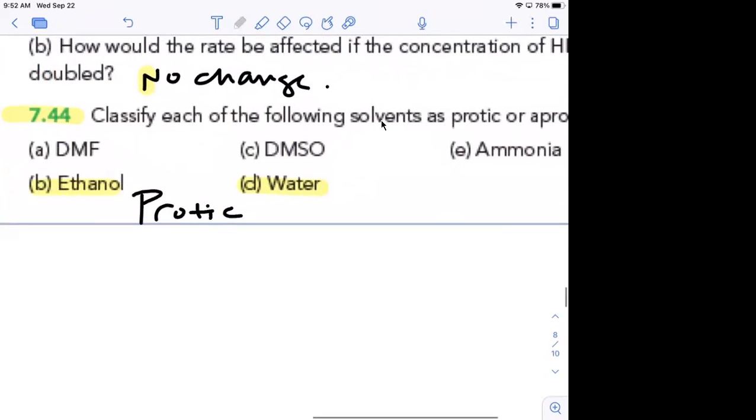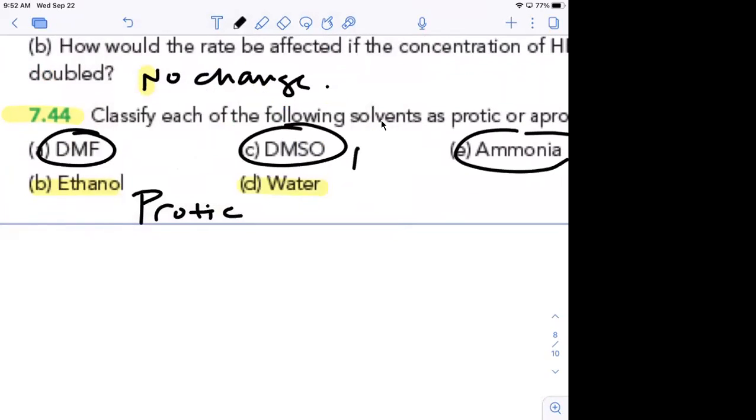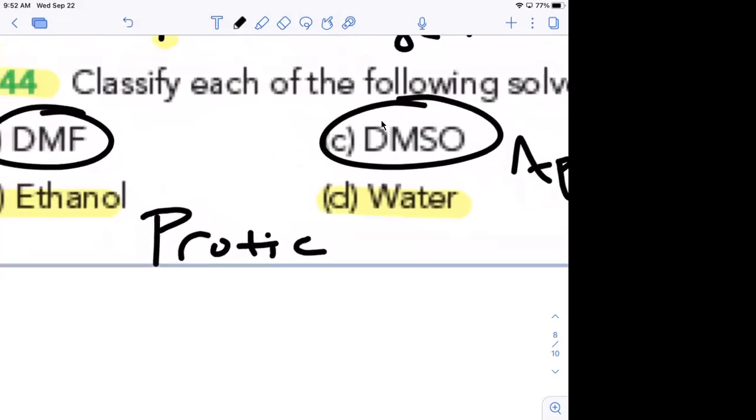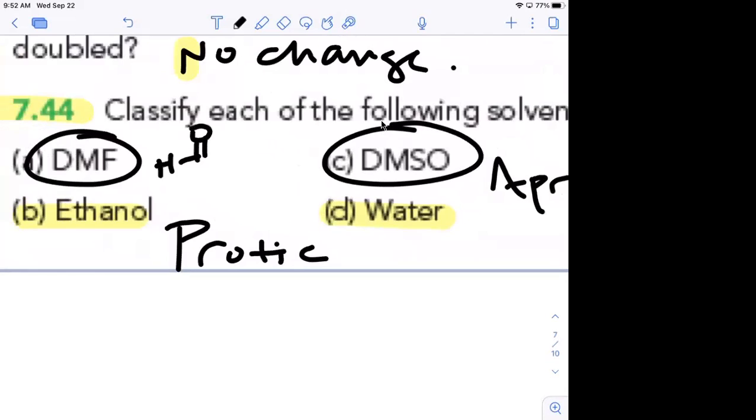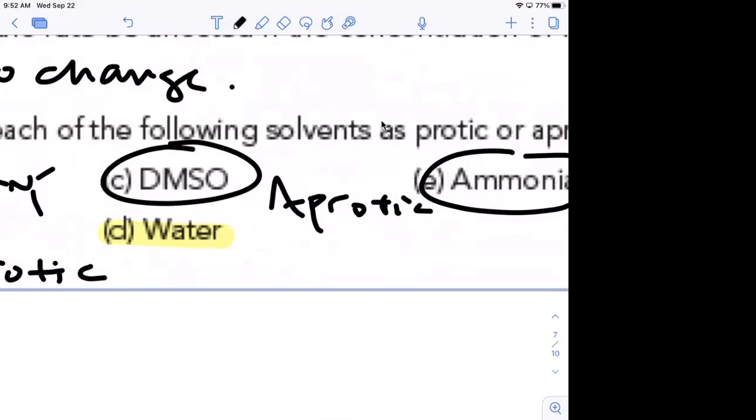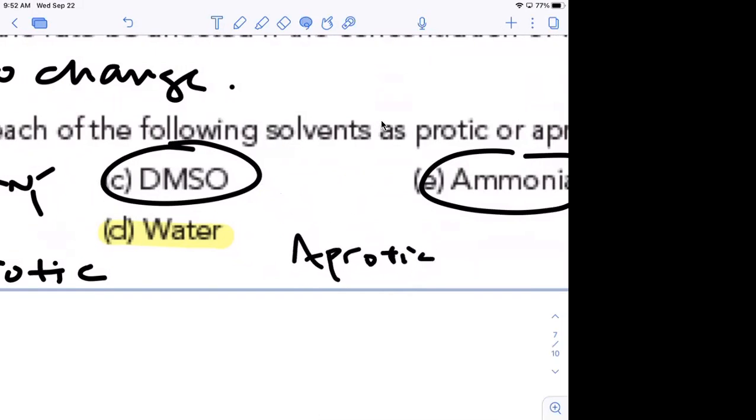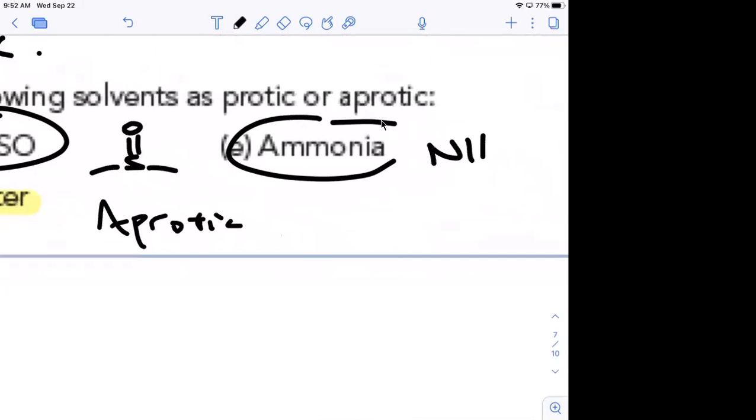Okay, with DMF, I gave you a list of these, by the way. DMF, DMSO, and ammonia. Those are all aprotic. So I can write this in. This is what DMF looks like, dimethylformamide. DMSO is dimethyl sulfoxide. It looks like this. That's not protic. And then of course, ammonia is just NH3.